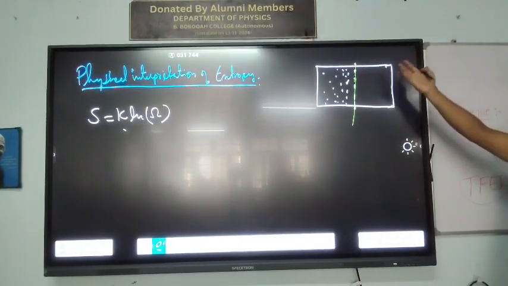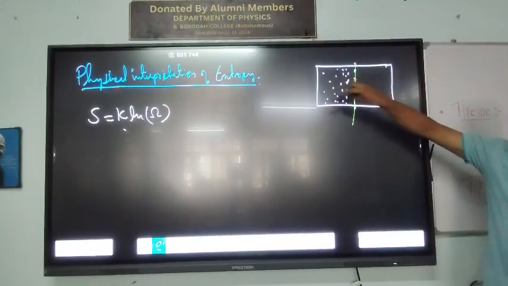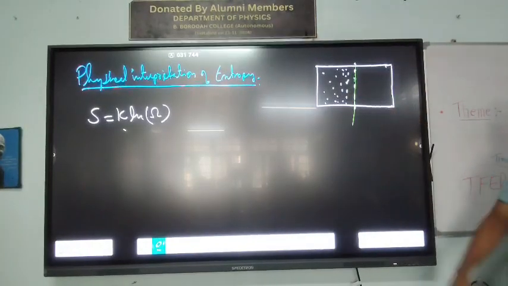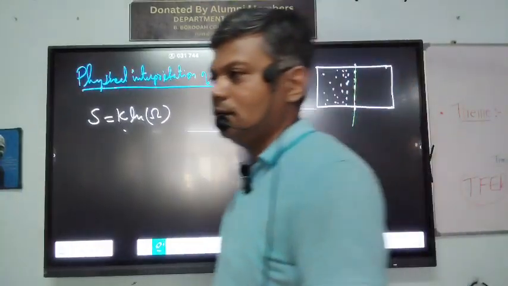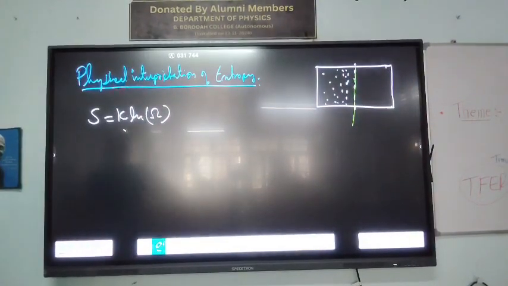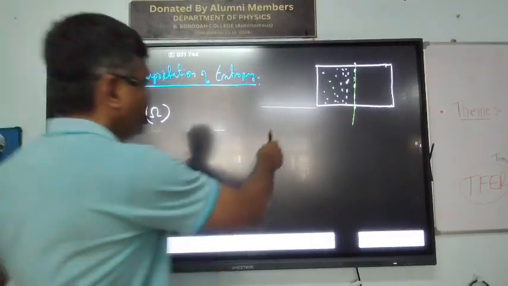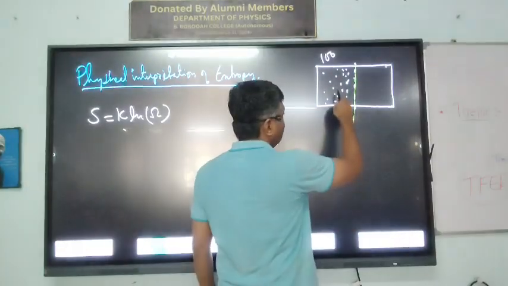Because the partition can be removed, all these gas molecules will distribute among this cylinder. But I will not remove the partition. I will take one molecule and put it on the other side. Let me consider there are 100 molecules.